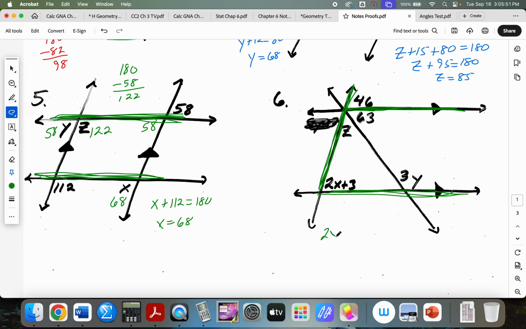So 2x plus 3 is equal to 46. So 2x is equal to 43. I don't like that number. Oh, 43, sorry about that. So this is going to be 2x is 43. So then x is 21.5.